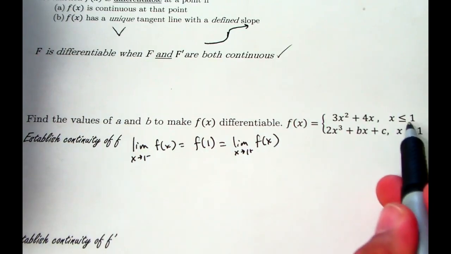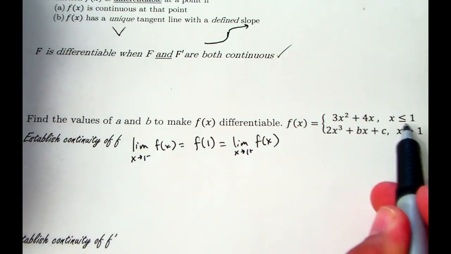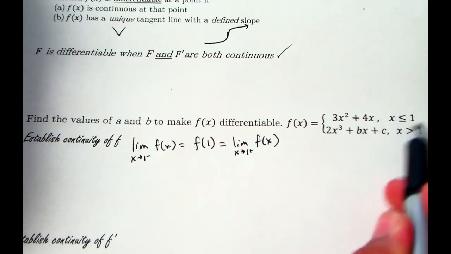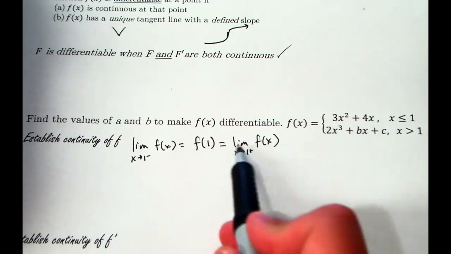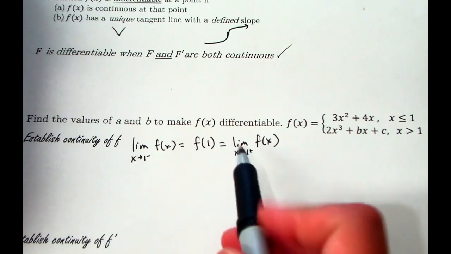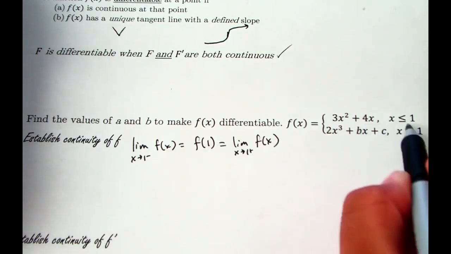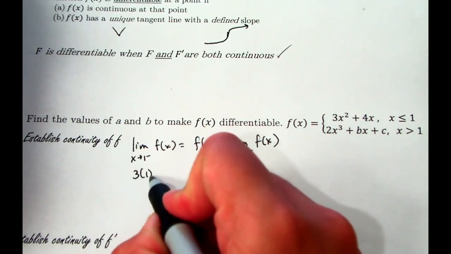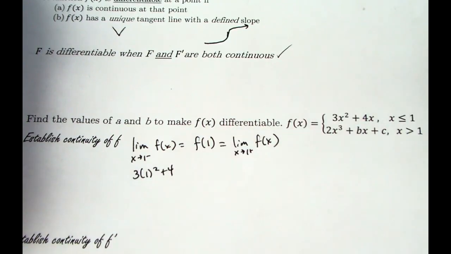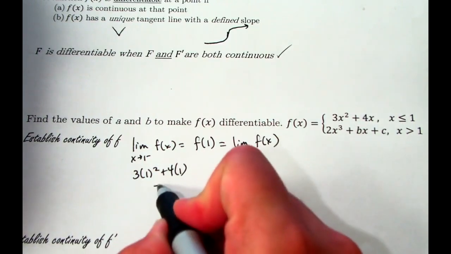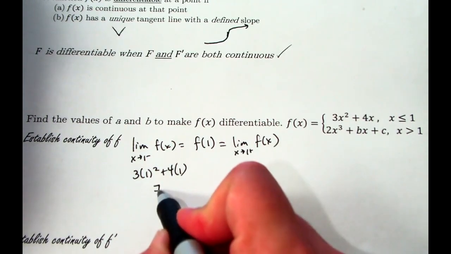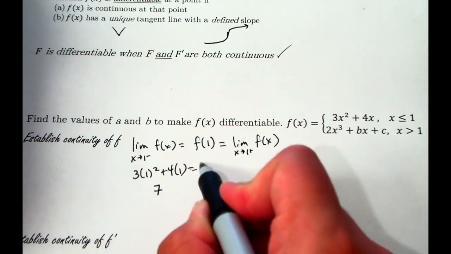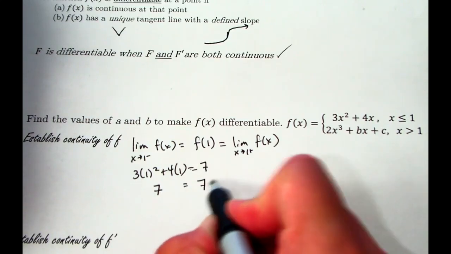So in practice, if you notice, the function to the left of 1 and exactly at 1 are the same function, so these two are going to be the same anyway. The question is, how do we make it the same as 1 from the right? If I plug 1 from the left in, I'm going to use the top function here. So if I plug 1 in, that's 3 times 1 squared plus 4 times 1, and that should give us 7. Same thing for f of exactly 1, because they're the same function.